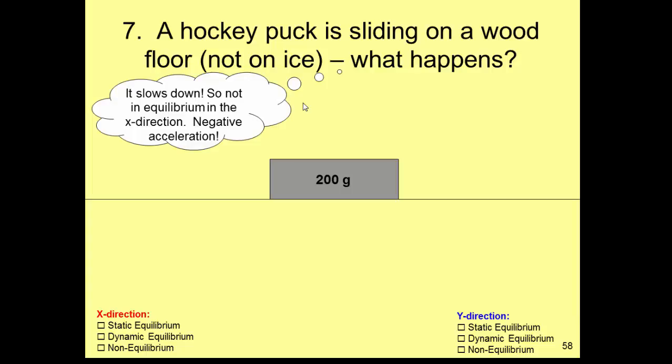So it's not in equilibrium in the x direction. We actually have negative acceleration. If we're moving to the right initially and the velocity is decreasing, that tells us that we have an acceleration acting backward. It's really important to remember about acceleration that if your velocity is increasing, your acceleration has to be moving with you to cause that increase in velocity. If your velocity is decreasing, the acceleration is working against you to decrease your velocity.